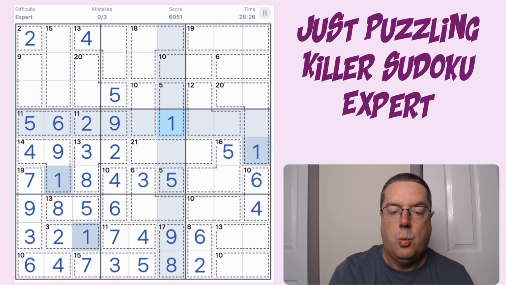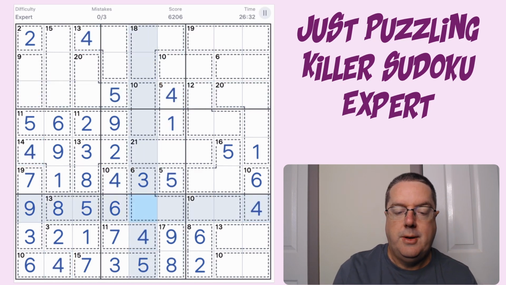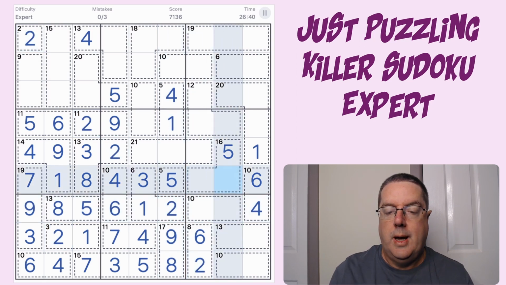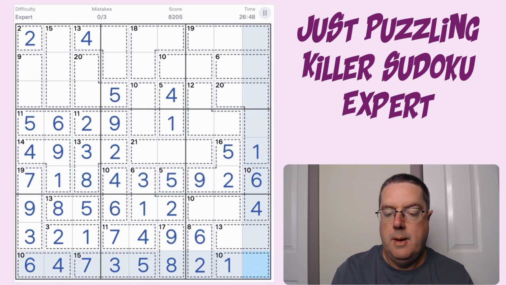4 cannot be there, so that's a 1, and that's a 4. Probably you've seen that a lot earlier than I did, which means that's a 1 and that's a 2. Still 9 and 2 there, so that's a 2, that's a 9. 9's down here, but that's a 1 and that's a 9. 5 and an 8.